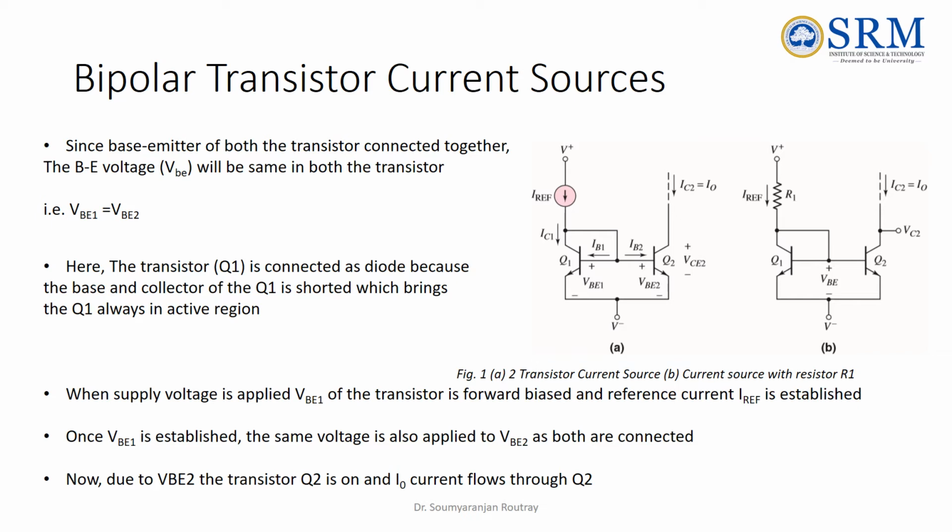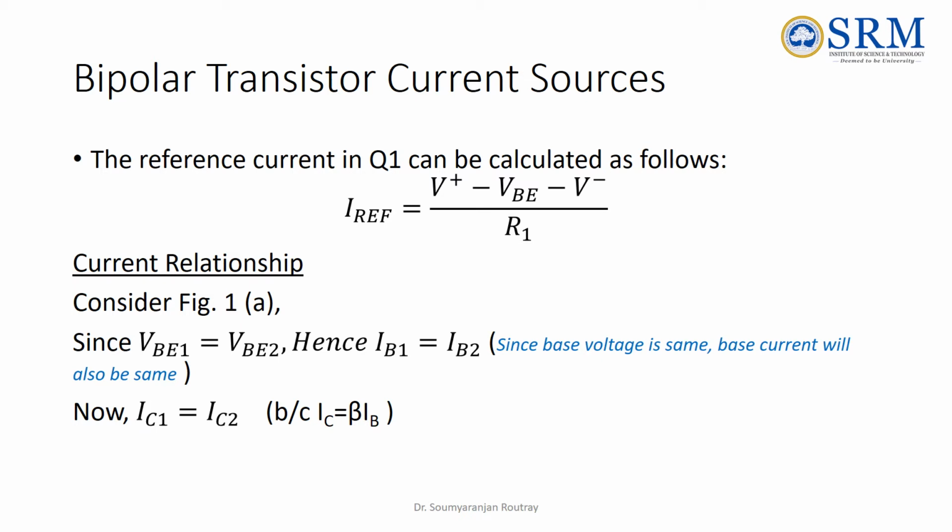So you can see now in next slide, I reference will be V plus minus VBE. We can say also this is VBE1. Since VBE1 is same as VBE2, in general we can write it VBE simply. Again minus V minus. It's like normal V by R formula, I is equal to V by R. So in place of V we can write V plus minus VBE minus V minus divided by R1.